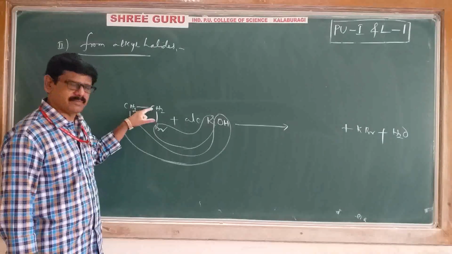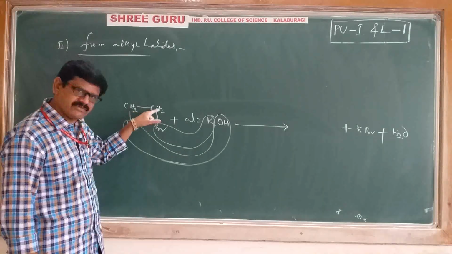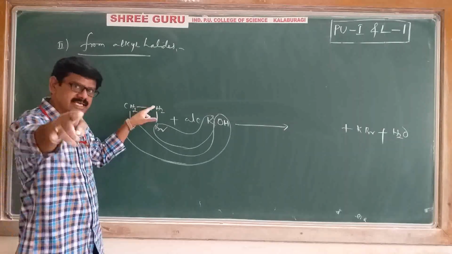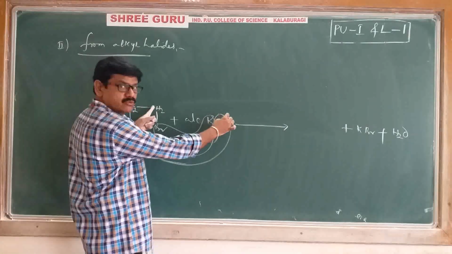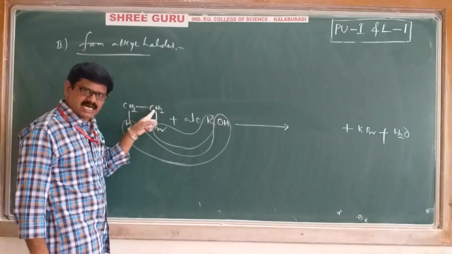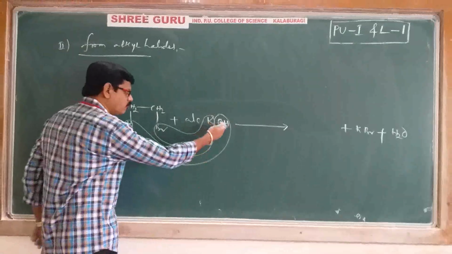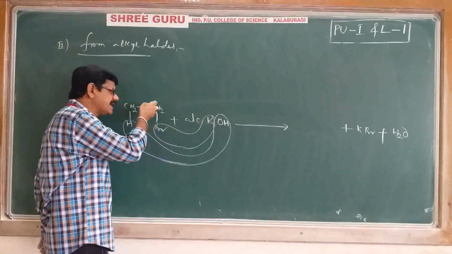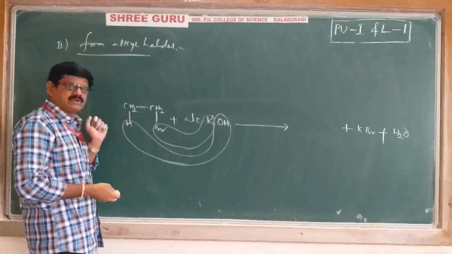One more important point: potassium is removing bromine. The bromine-attached carbon is also having hydrogen. But our OH is not removing the hydrogen from this carbon. OH is not removing this hydrogen; OH is removing this hydrogen.